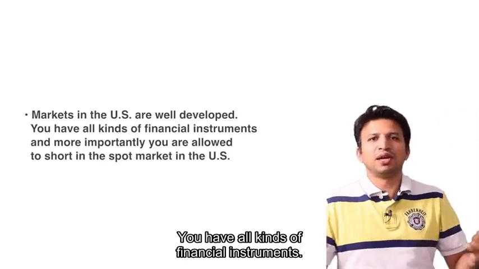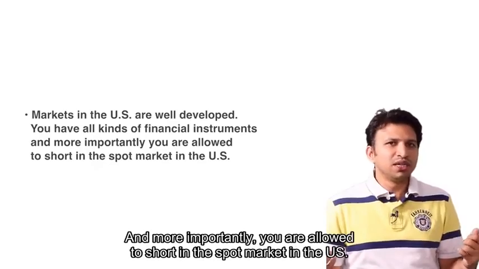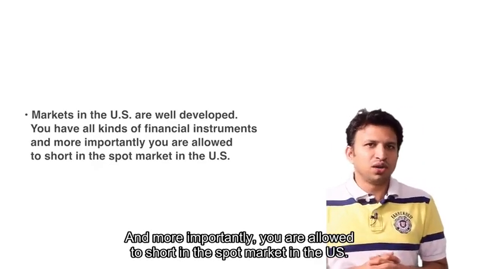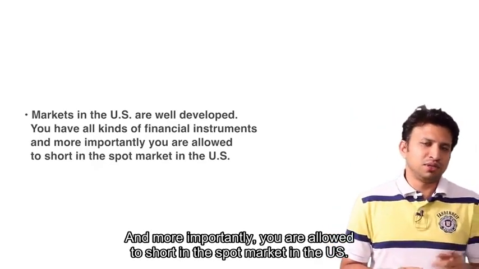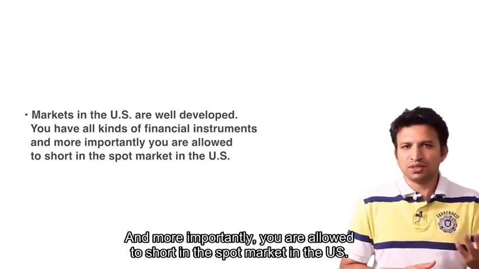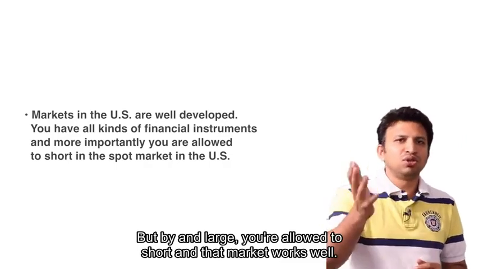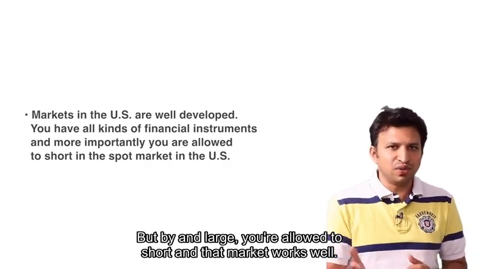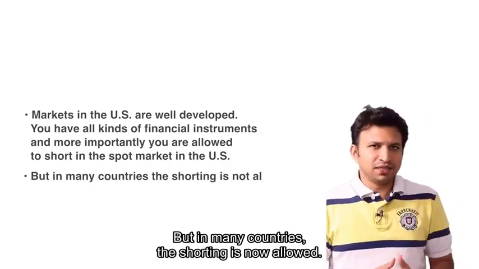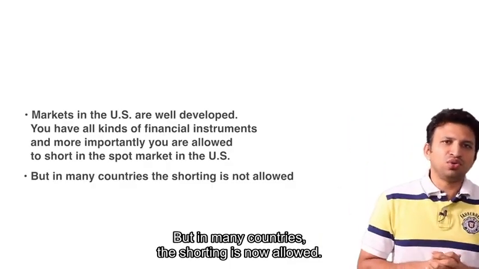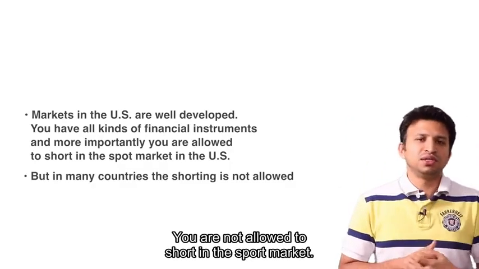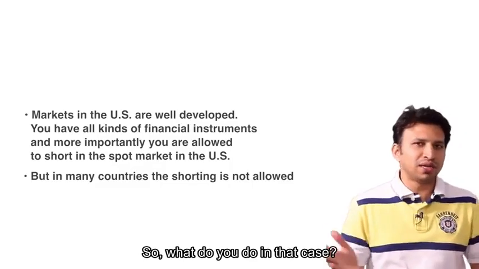As you know, the markets in the US are well developed. You have all kinds of financial instruments, and more importantly, you are allowed to short in the spot market in the US. Of course, there were restrictions imposed from time to time, but by and large, you are allowed to short, and that market works well. But in many countries, shorting is not allowed. You are not allowed to short in the spot market. So what do you do in that case?